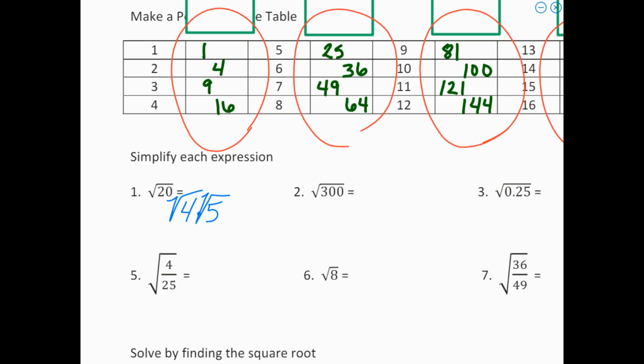Which one? 4. Do we know what the square root of 4 is? 2, right? If you didn't already know that, it's up here in my list. So the square root of 4 is 2. So instead of leaving it the square root of 4, I'm going to simplify it to 2 square roots of 5. So 2 times the square root of 5.